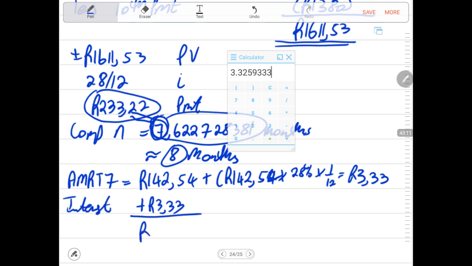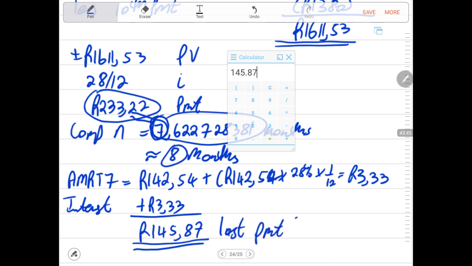Then after we add the two, 3.33 plus 142.54, it is 145 rand 87 cents. So now this is the 8th payment, or the last payment, if you want to say so. It is the 8th payment, which is the last payment. This is the amount of the last PMT, which is the 8th payment.